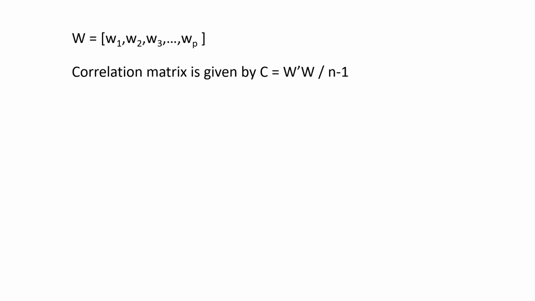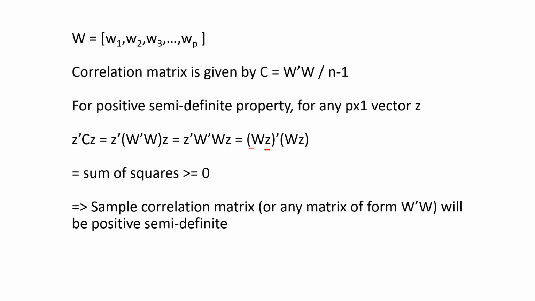Now that we have the normalized matrix W, we can find the correlation matrix C as W transpose W divided by n minus 1. Now consider any p by 1 vector z. We calculate the quadratic form z transpose C z. And we can solve this to write it in terms of the matrix W as Wz transpose times Wz.